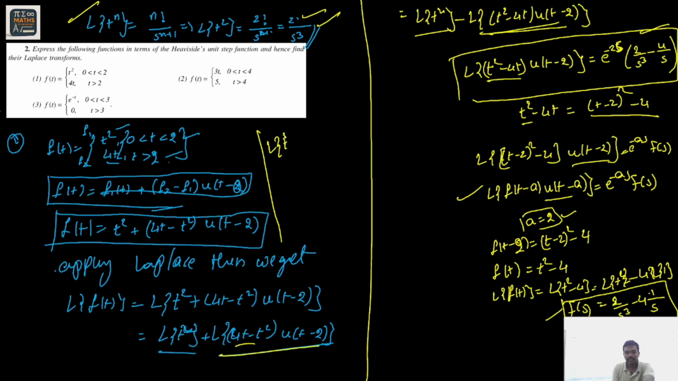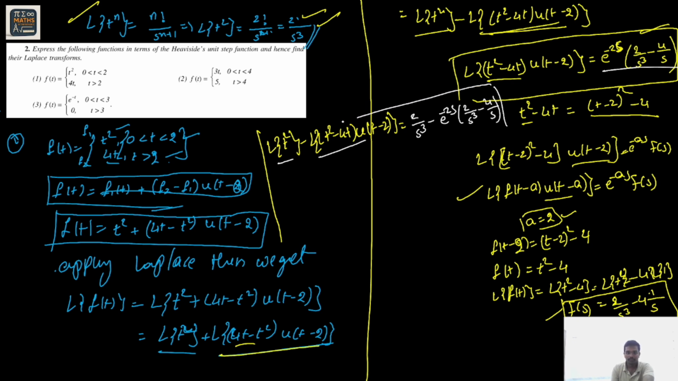Laplace of t square minus t square minus 4t into u of t minus 2 is equal to Laplace of t square value 2 by s cube minus the Laplace of this term, e power minus 2s into 2 by s cube minus 4 by s. This is the final solution for the given unit step function.